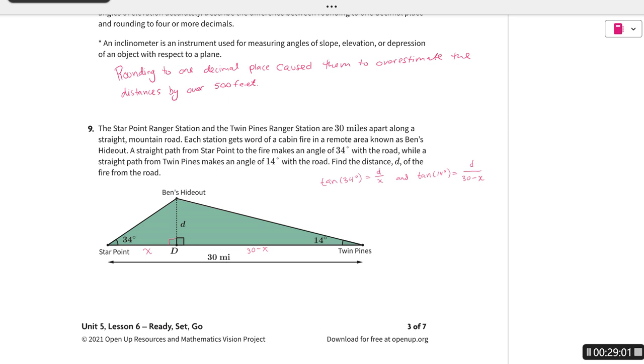So here I'm gonna multiply. Let's isolate d, so d equals tan of 34 times x, and d equals tan of 14 times 30 minus x. Now that those are both equal to d, and we see that d is the same height, we can set those equal to each other. And I just misspoke before. I said we don't want to find d, but that's the one we are trying to find. So it actually would have been nice to isolate x instead.